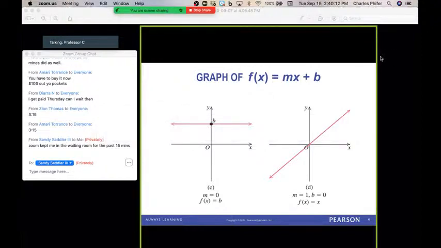All right, so let's keep it moving. Again, if we have y equals b, that's going to be a horizontal line, right? The slope is 0, so that's going to be a flat horizontal line through y equals whatever that number is. If the slope is 1, this is called the identity function. So the one on the left is called the constant function.